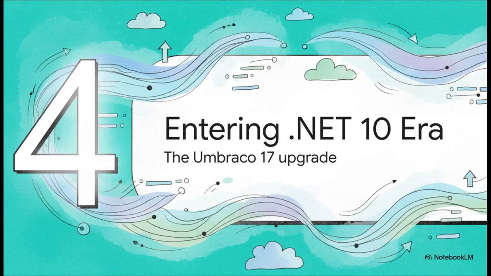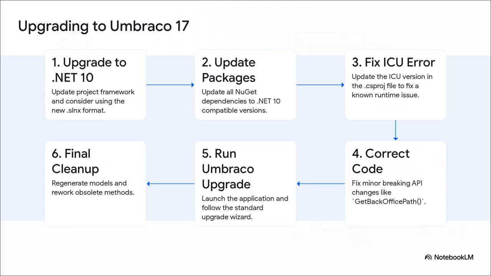And now we've reached the final leg of our journey, upgrading to Umbraco 17. This one's a pretty big deal because it's not just an Umbraco upgrade, it's also a framework upgrade all the way to .NET 10. So here's your checklist. First things first, you've got to get your project targeting .NET 10. Then update all your dependencies.